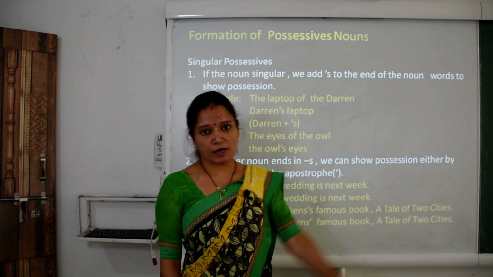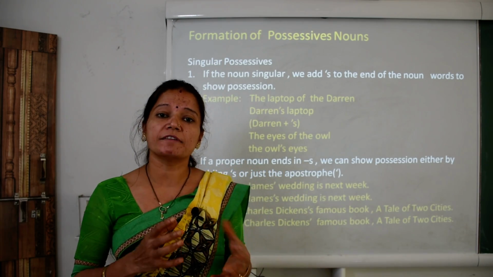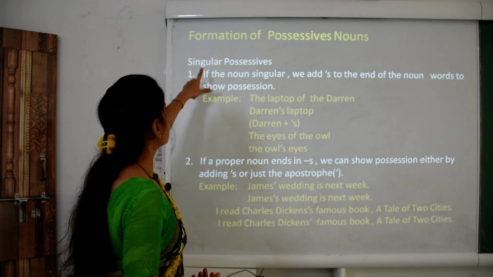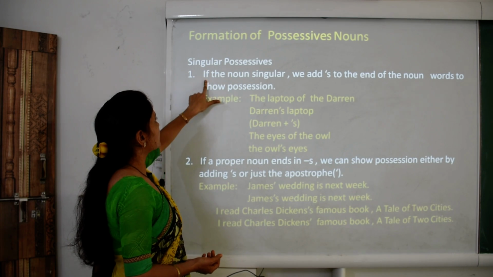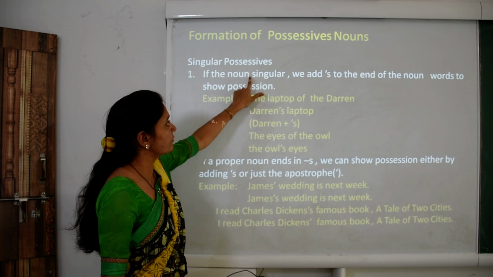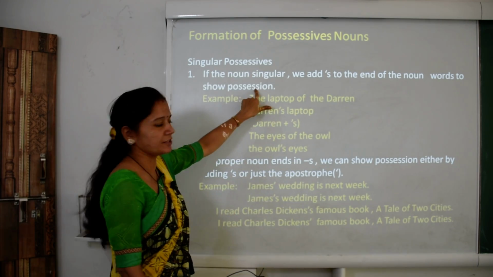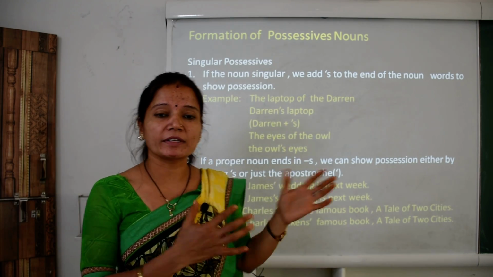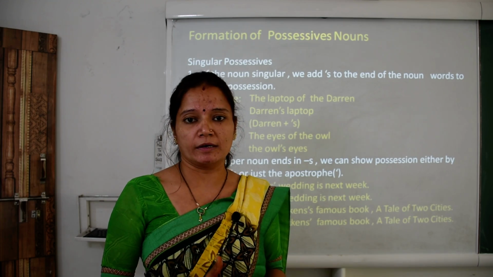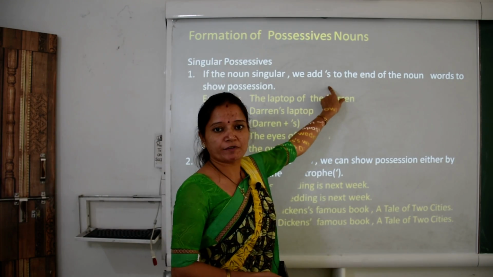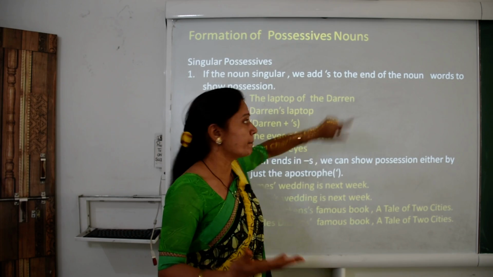Formation of possessive nouns, where we can form the possessive noun. So let's see. Singular possessive. The first point is, if the noun is singular, we add apostrophe s to the end of the noun to show possession. Okay, so what is the first point? If the noun is singular, we'll add apostrophe s with it to show the possession.